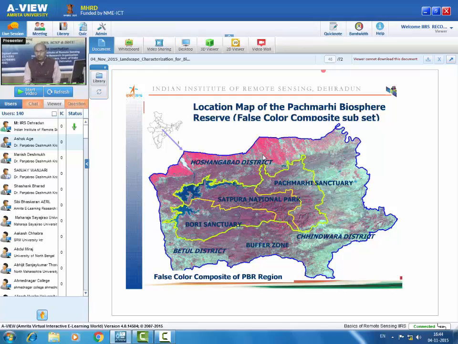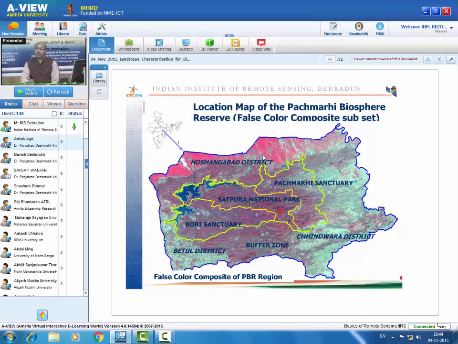Now I have told you about this process. Now I will give you a case study which we have done in the Pachmarhi Biosphere Reserve, which is in MP in Central India. This is the biosphere reserve, the outermost boundary. Then it has Pachmarhi Sanctuary. It has Satpura National Park in the middle, which is the core of it, where you find tigers and other animals. Also a lot of endemic species are found in this area.